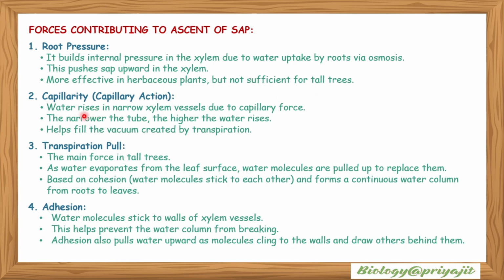Capillary action: water rises in narrow xylem vessels due to capillary force. The narrower the tube, the higher the water rises. It helps fill the vacuum created by transpiration. Transpiration pull: the main force in all tall trees.